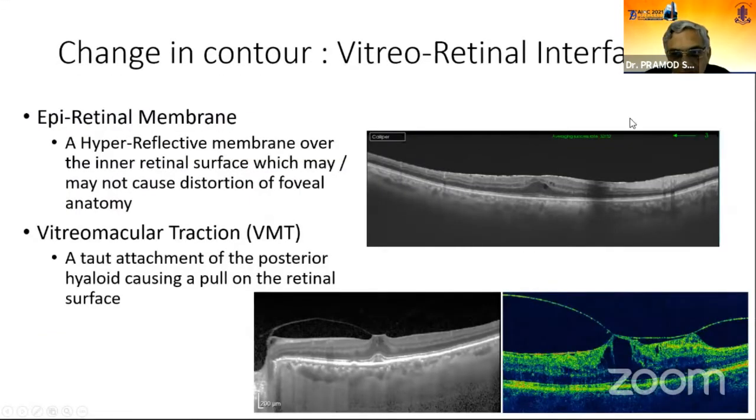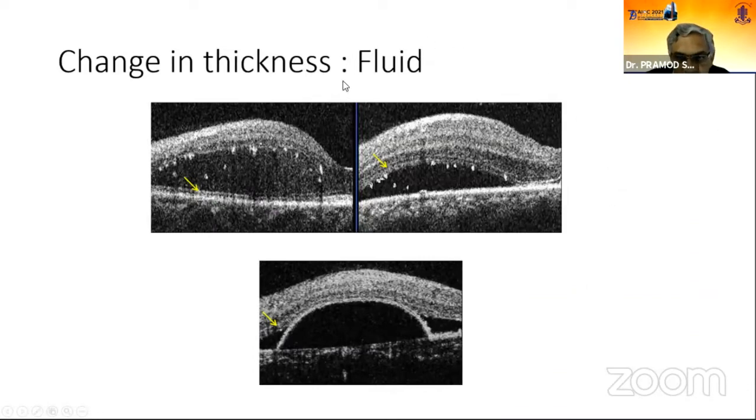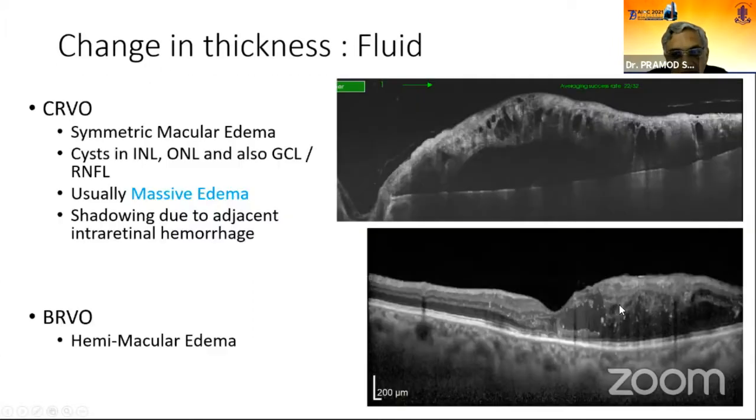Typically we go through a few examples. Here you have a hyperreflective membrane over the retina, sometimes with or without distortion of the retina, showing an epiretinal membrane, as against macular traction, where you see a taut attachment here distorting the macular area. Changes in thickness: when you talk about fluid, it is hyporeflective, and it can be in the subretinal space or in the sub-RPE space, showing an RPE detachment here with a subretinal sensory detachment as well, leading to increased thickness of the retina.